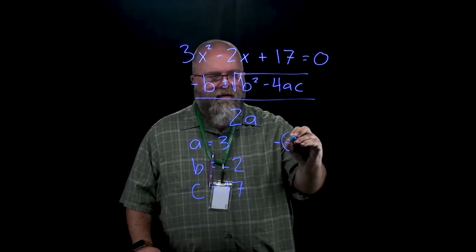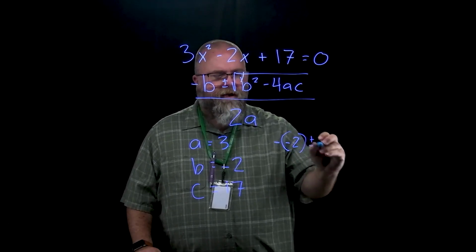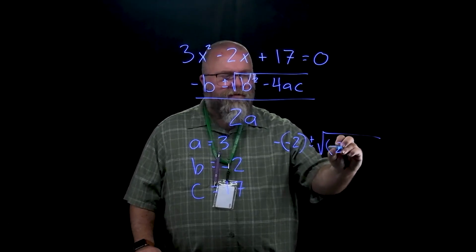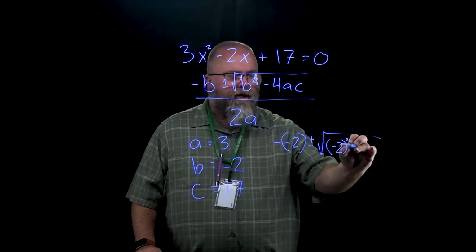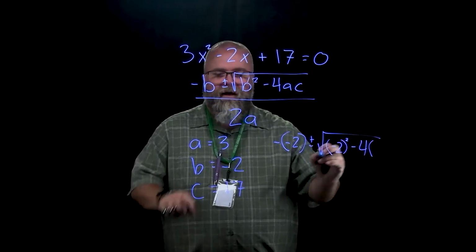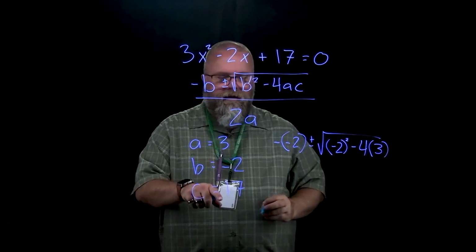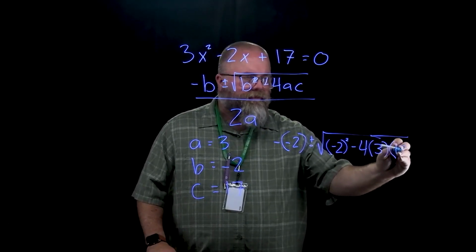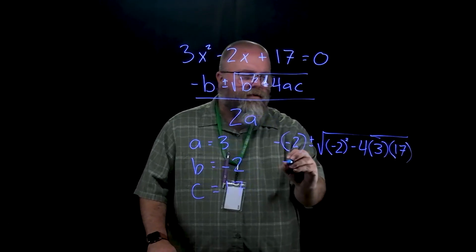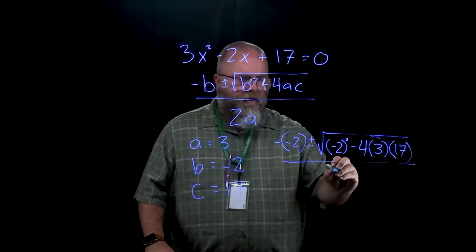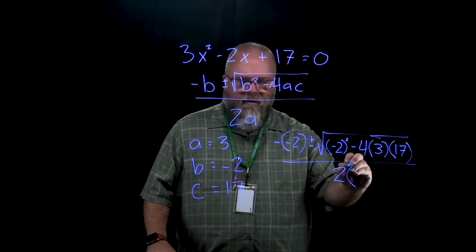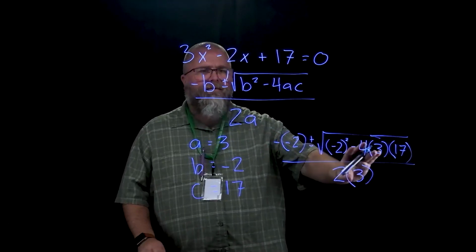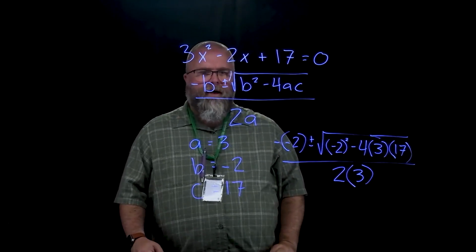This is negative 2 plus or minus the square root of b squared, so negative 2 squared, minus 4 times a, which is 3, times c, which is 17. And this is all going to be over 2 times a, so 2 times 3 here. All right, so we plugged everything in, and now we need to work it out.